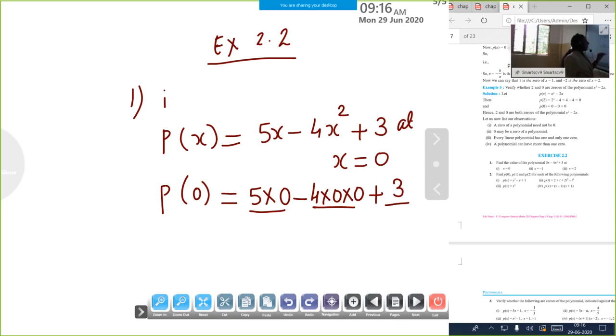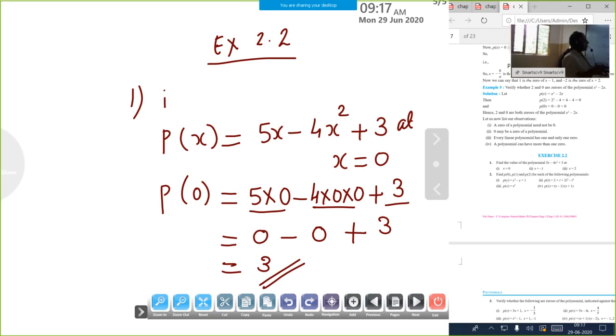First term, second term, third term. Then what is the value of the first expression? 5 into 0 is 0, minus 4 into 0. Any number into 0, the answer is 0 itself. And the last term is 3. When we add or subtract a number with 0, what is our final answer? 3 itself. So this way you find the value. P of 0 equal to 3.